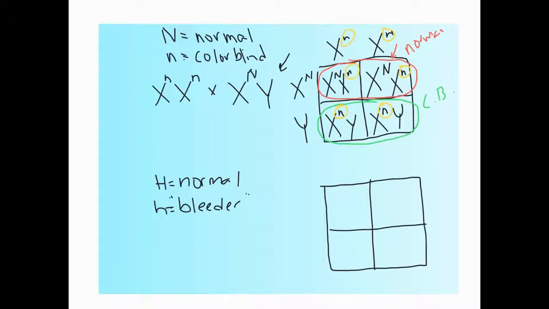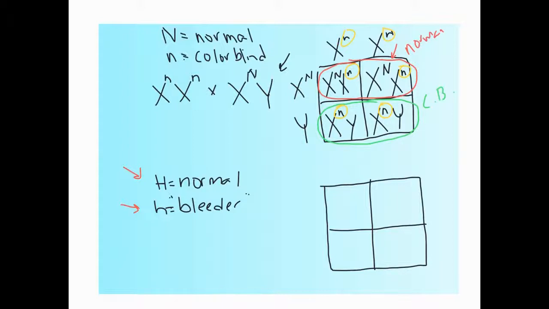Now we'll try one on the bottom. This is going to be for hemophilia. Now we're going to use H. Big H is normal, dominant, normal. You're not a hemophiliac. And the recessive little h is the allele for having hemophilia. We're going to cross a female that is not hemophiliac, but she is a carrier. She does carry the recessive bleeder, quote unquote, allele. And we're going to cross that with a totally normal male.